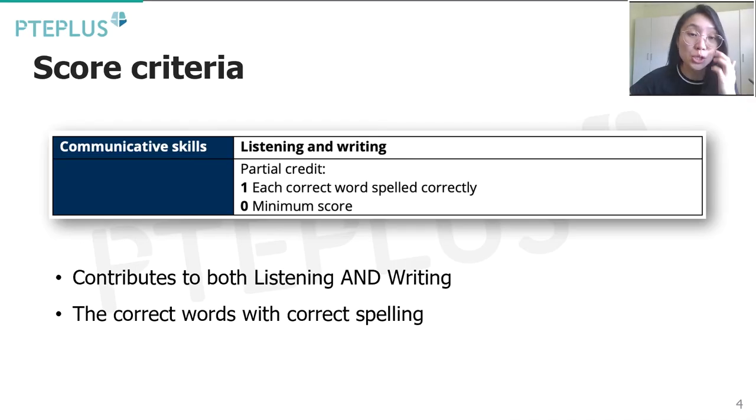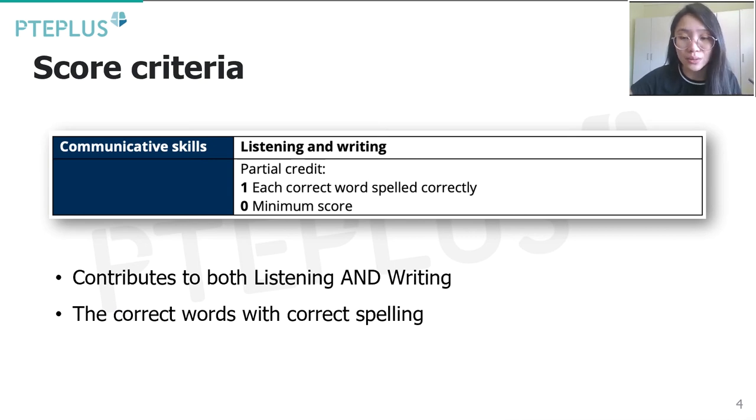Now, in terms of its score criteria, keep in mind that fill in the blanks contributes to your listening and your writing score. Okay, so it basically doubles its value if you are good at this question type. All right, now in terms of the score criteria, as you can see here, it's very straightforward. You get 1 mark if you have one correct word, and it's spelled correctly. Basically you don't get anything if you don't spell it correctly, or you miss out, or you get the wrong word altogether. Now what does correct word with correct spelling exactly involve?